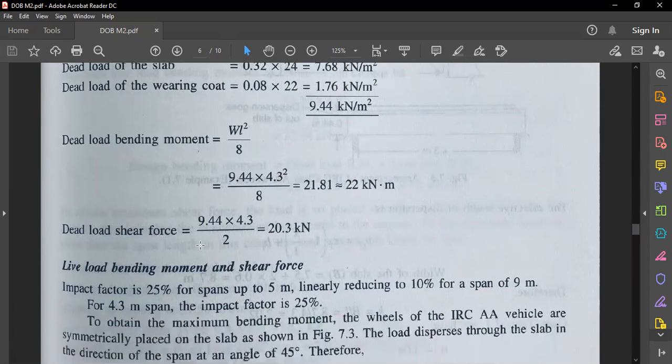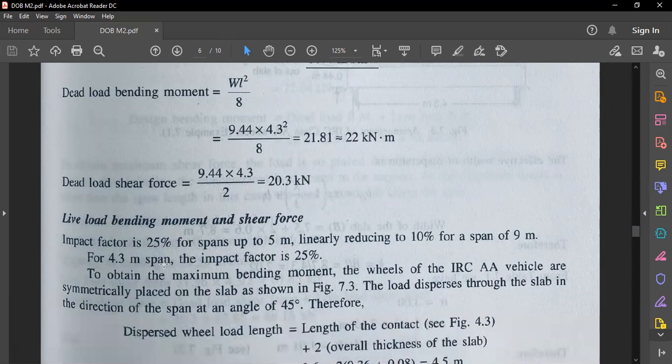Now we will go for live load bending moment and shear force calculation. So live load is the vehicle load given in the problem. Which vehicle load are we considering here? We are considering IRC class AA tracked vehicle. For class AA tracked vehicle, total load is 700 kilonewton. An army truck we will be considering there, explained in the first module.